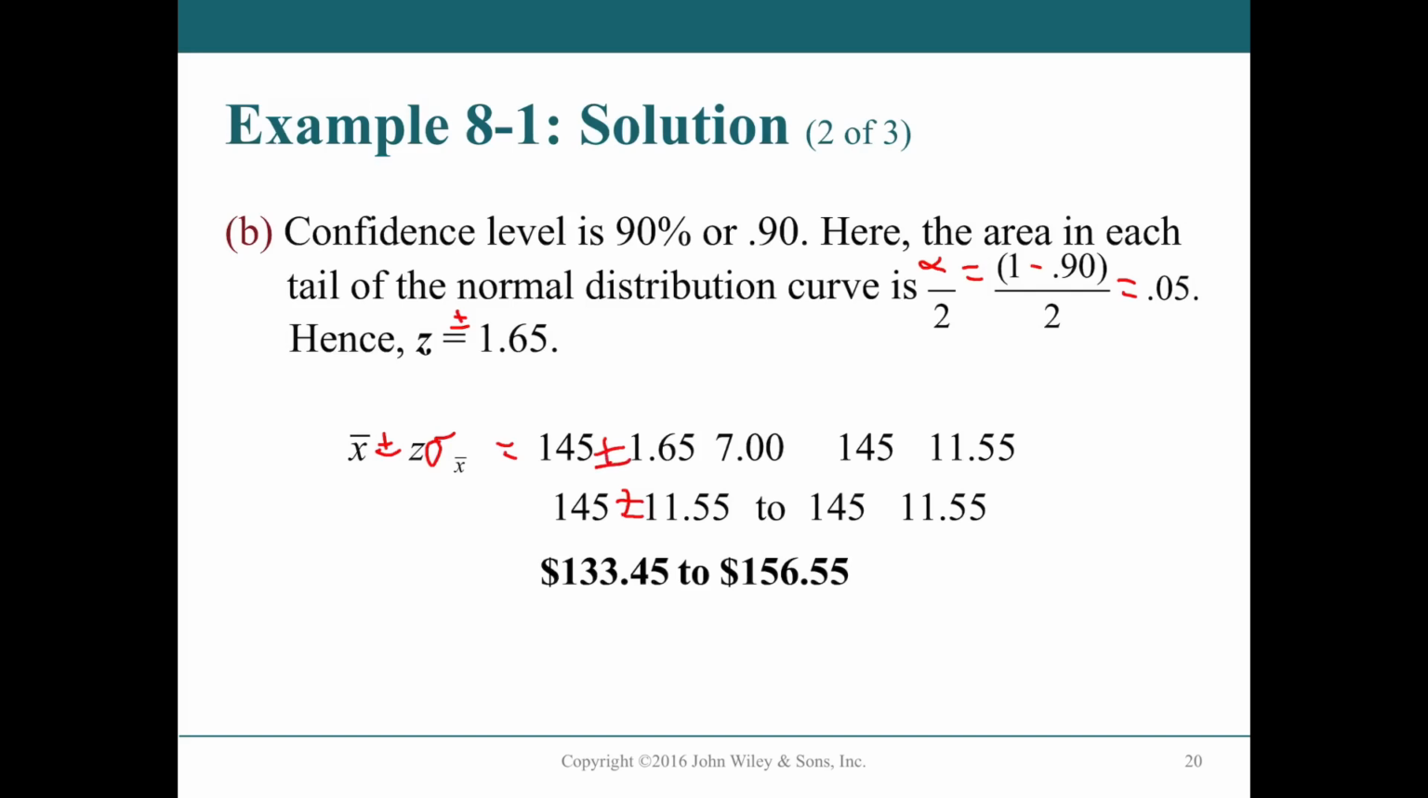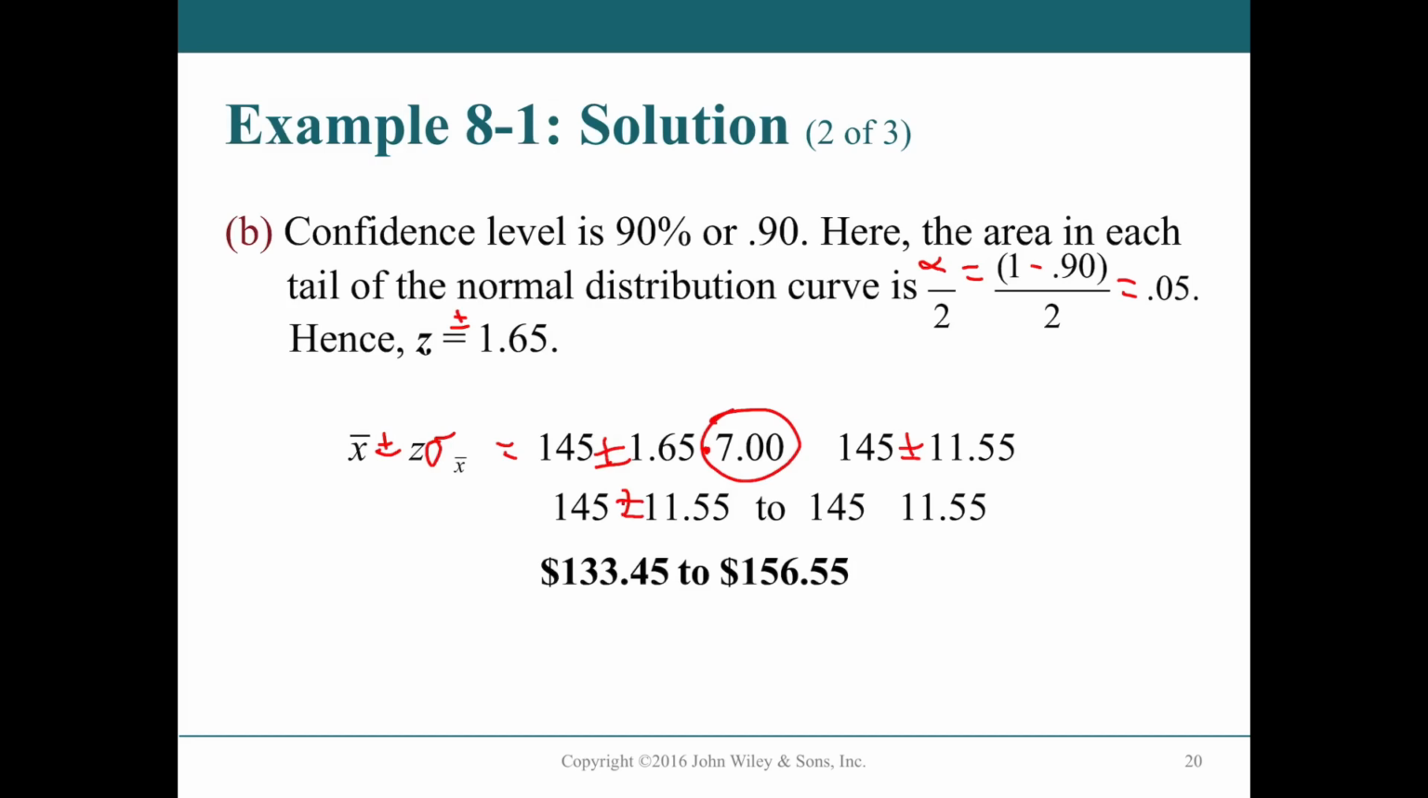So we have X bar plus or minus Z sigma sub X bar, which is equal to the 145, the point estimate, plus or minus the Z value, 1.65. That's multiplied by 7, which was the result that we just got from before. We just got that from the prior slide.